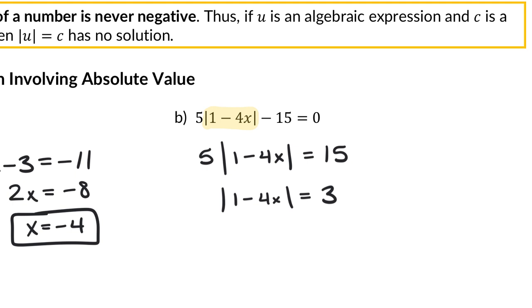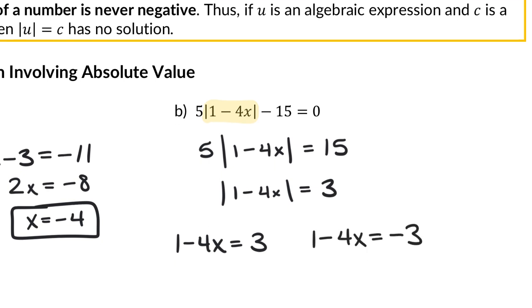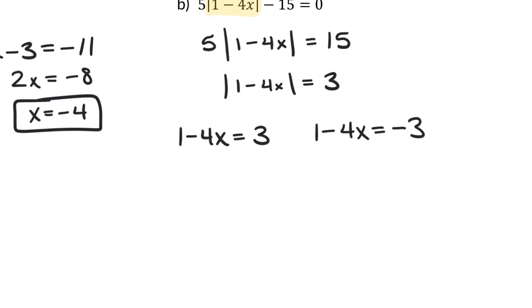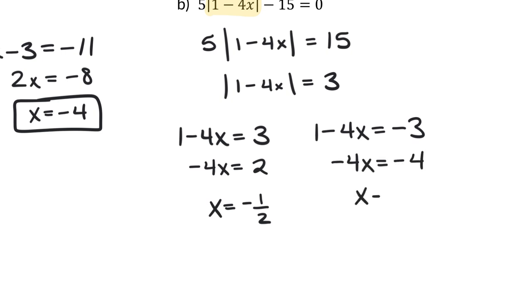Now that the absolute value bars are isolated, check. We separate. So we're going to have 1 minus 4x equal to positive 3 and 1 minus 4x equal to negative 3. Isolate, separate, solve. Subtract 1 from both sides. Divide by negative 4. Again, numbers are different, steps are the same. Subtract 1 from both sides. Divide by negative 4 on both sides.